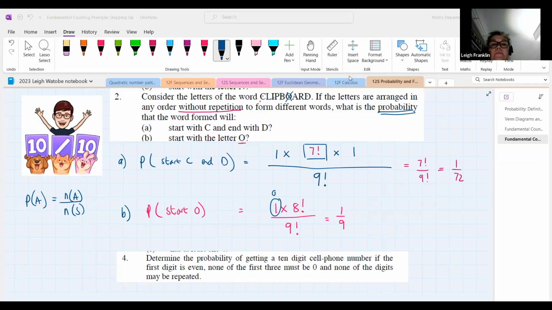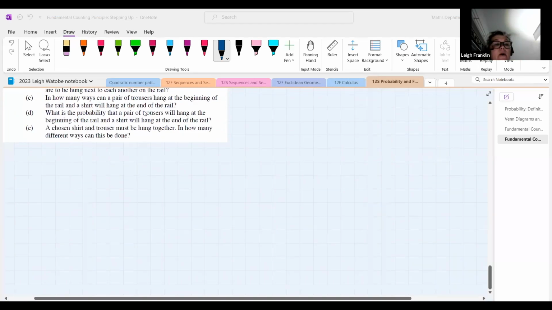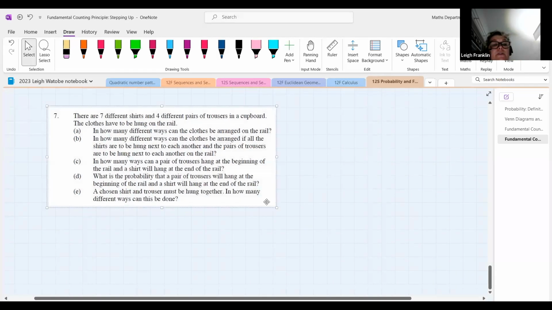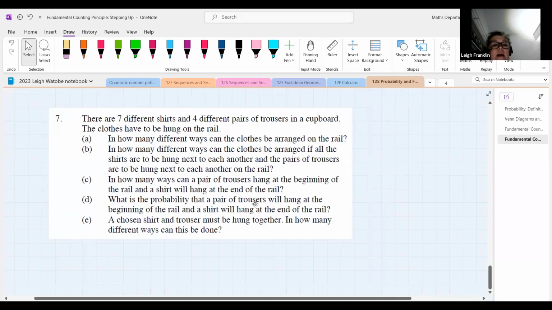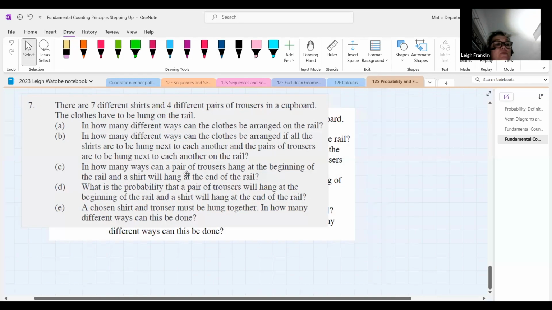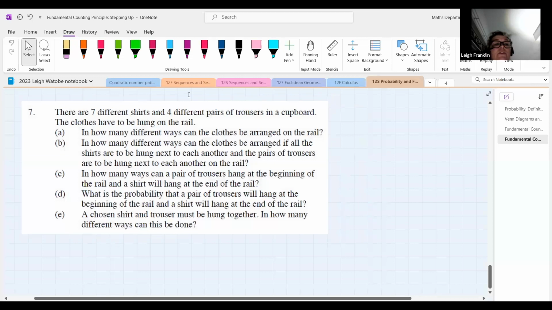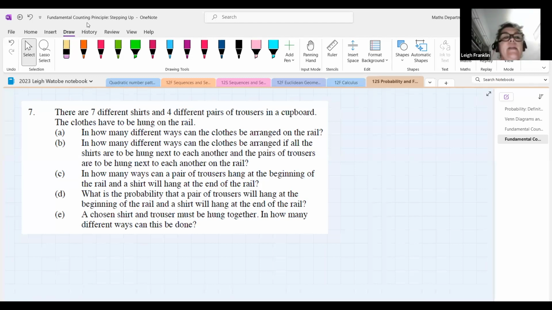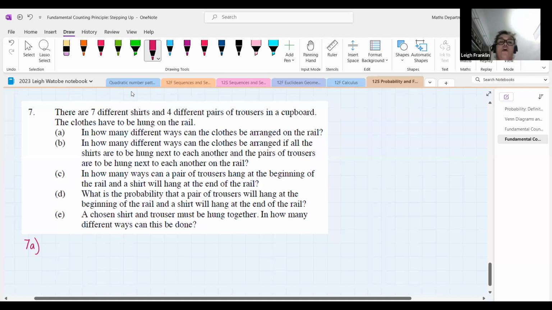No problem. Okay, so what I'm going to do now is go down and do this question with you in the time that we have remaining. I've seen this sort of question in exams, so that's why I wanted to do this one. There are 7 different shirts and 4 different pairs of trousers in a cupboard. In 7A, they ask us, in how many different ways can the clothes be arranged on the rail?